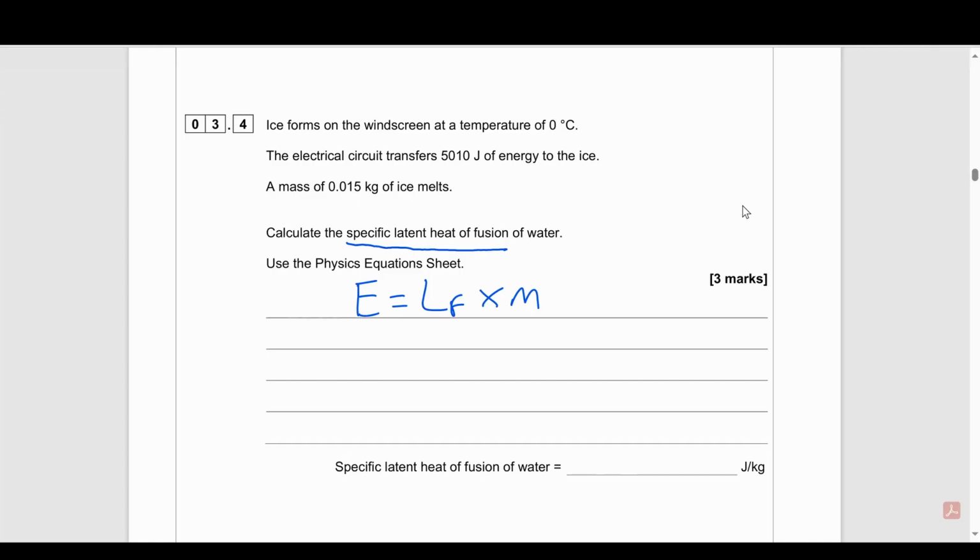So going through our question again, let's identify what values we need. So the electrical circuit transfers 5,010 joules of energy. So that will be our energy, which we can plug into our equation now. A mass of 0.015 kilograms of ice melts. So our mass would be 0.015. So that means that we need to rearrange the equation to find the specific latent heat of fusion. So that would be 5,010 divided by 0.015. And that will generate an answer of 334,000 joules per kilogram.